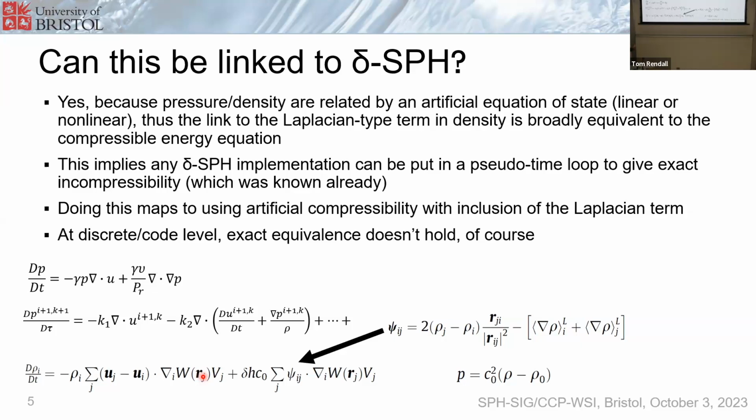It also means, and this is quite useful, that an existing implementation of delta SPH can be converted to be similar to artificial compressibility with some really minor modifications, just including extra loops. It's not a very difficult thing to do.